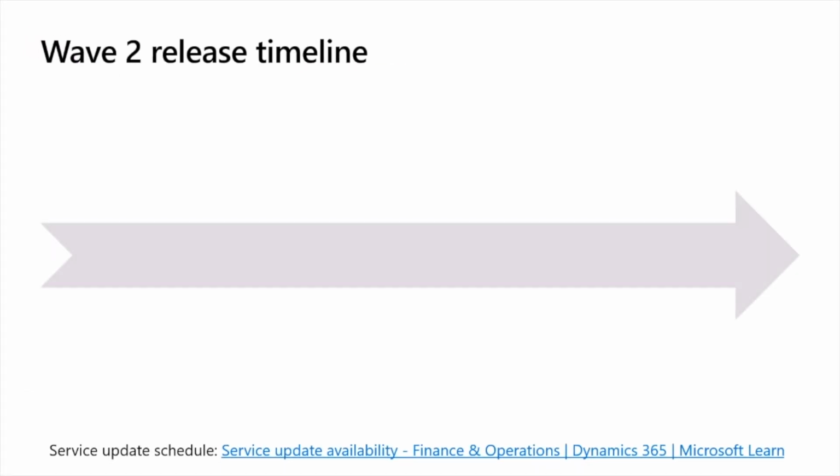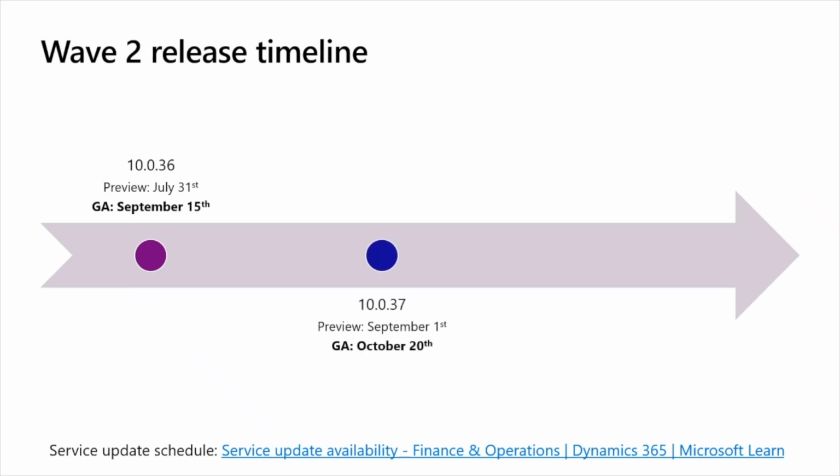Let's take a look at the timeline for this wave. The first major release in this wave was 10.0.36. Then we had 10.0.37 go GA just last month in October. And we are now in the preview timeframe for the last release in this wave, which is 10.0.38. The service update availability documentation has been recently updated with the changes we discussed on the previous slide. So please bookmark this resource if you have not already.